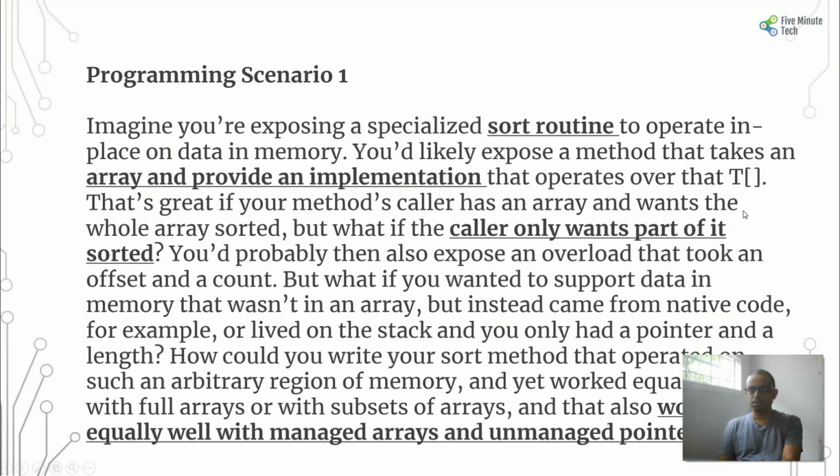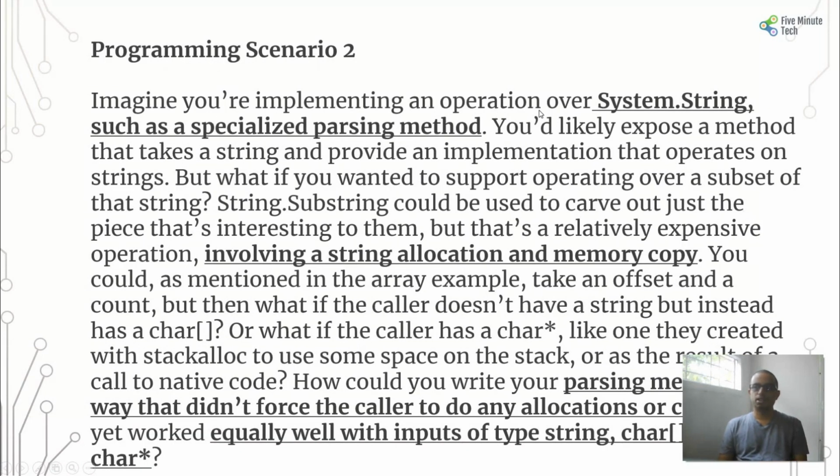Consider another programming scenario wherein you are implementing an operation over System.String. System.String is immutable, so when you work with strings, you tend to make a number of copies of it. For example, with a specialized parsing method, you're trying to parse a string. You'd like to expose a method that takes a string and provide an implementation that operates on that string. But what if you wanted to support operating over a subset of that string? Again, you're trying to take a part of that string, and string.Substring could be used to carve out just the piece that's interesting to them.